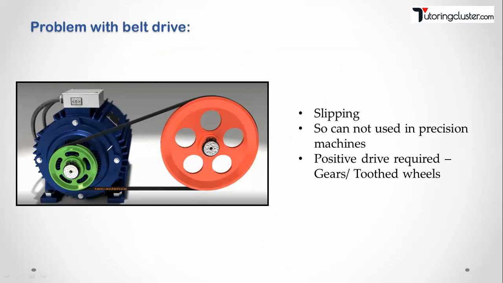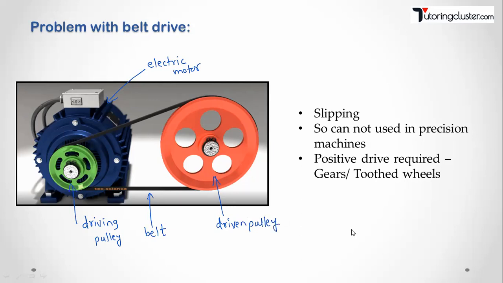See, this is a picture of a belt and pulley arrangement that everybody knows. See, what is this? This is your electric motor. This is what? Electric motor. This is what? This is a driving pulley. Okay. This is what? Belt. What is this? This is a driven pulley. So how is power getting transferred?